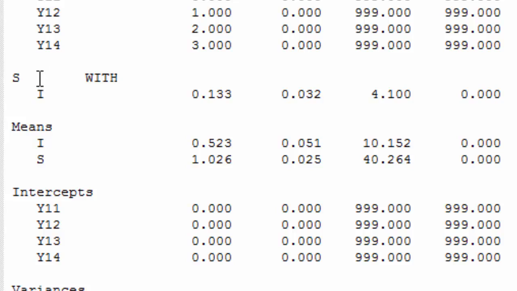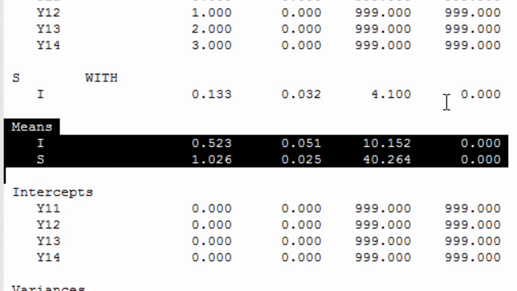Next, we have a covariance parameter between the slope and the intercept latent variable, and here we can see that we have a large covariance relative to its standard error. We could say that it is significant, but sometimes that's frowned upon.